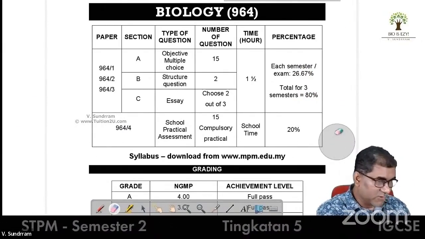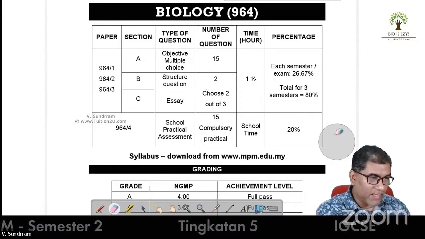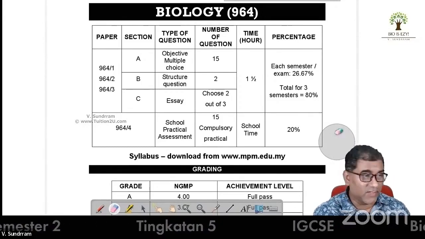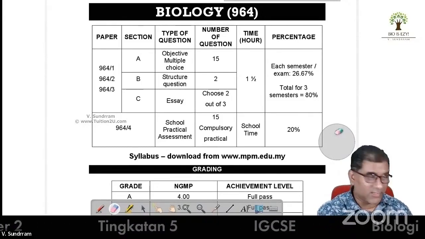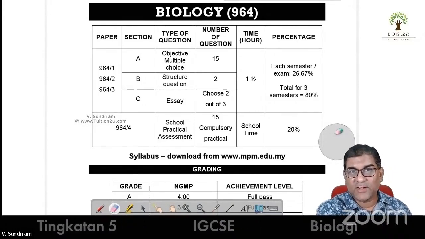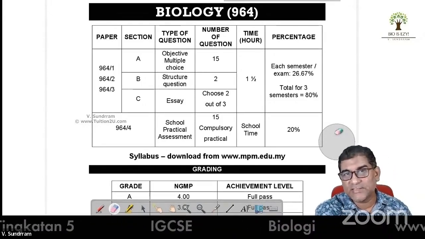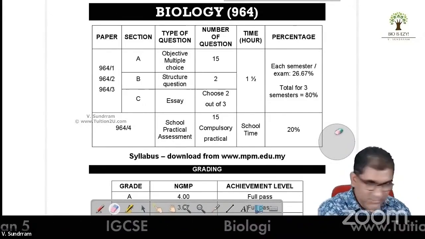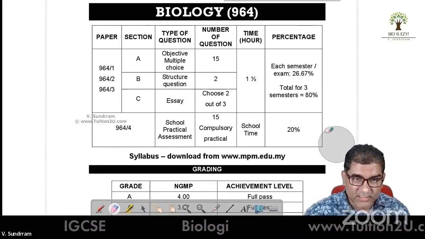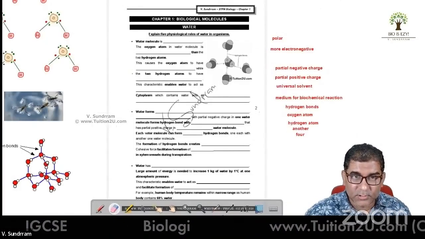Okay, the next thing is the notes. You need to buy the notes. I'll give you the 6 notes all together. But there'll be empty spaces for you to fill in during the class. It will look something like this. So the notes will be something like this.